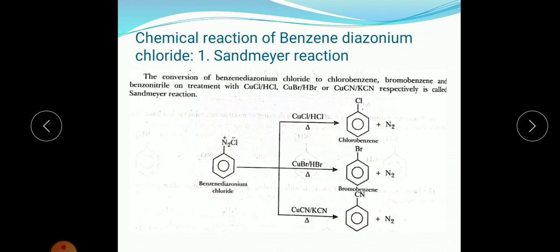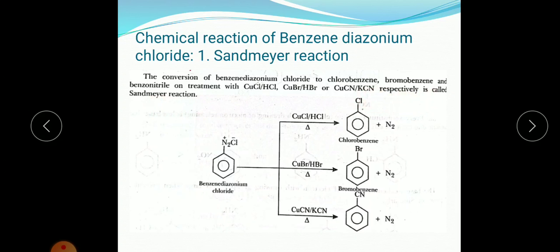Next, the chemical reactions of benzene diazonium chloride. This is very important. The first one is the Sandmeyer reaction. The Sandmeyer reaction we have seen in the first chapter, alkyl halides and aryl halides. So once again, the conversion of benzene diazonium chloride to chlorobenzene, bromobenzene and benzonitrile, benzonitrile meaning cyanobenzene, on treatment with cuprous chloride in presence of HCl, or cuprous bromide in presence of HBr, or cuprous cyanide in presence of KCN respectively, is called the Sandmeyer reaction.